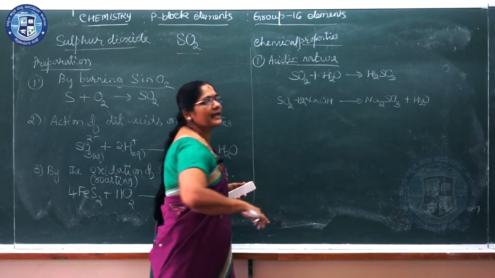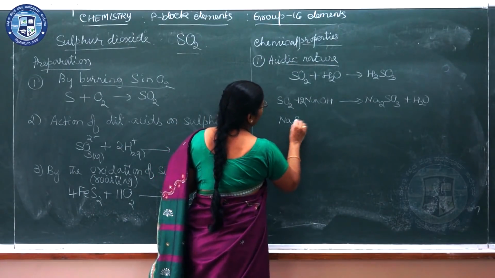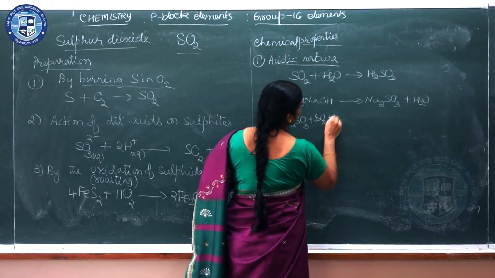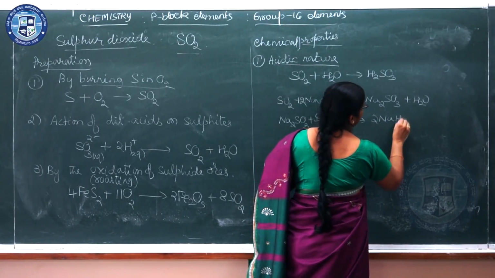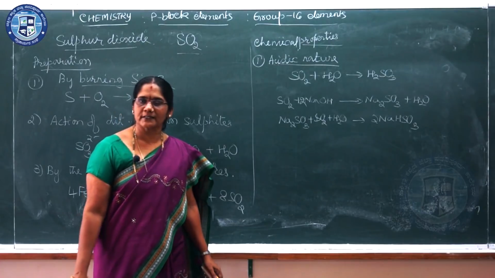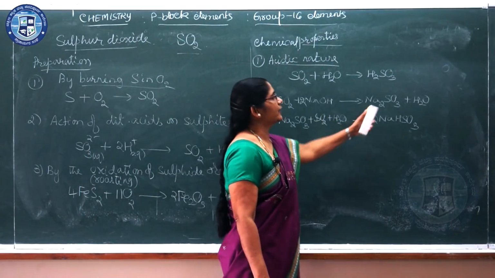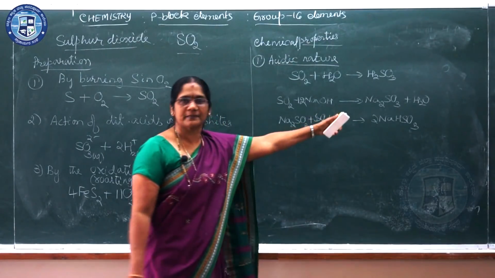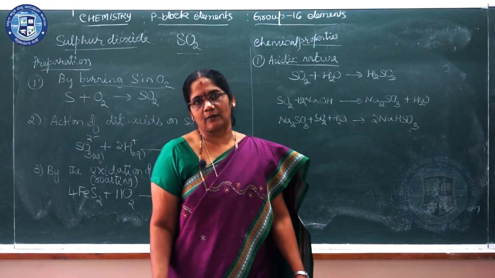In this reaction it behaves like carbon dioxide, and if you pass more sulfur dioxide into this solution, it gives sodium hydrogen sulfite. So the behavior of sulfur dioxide is very similar to that of carbon dioxide. First it gives sodium sulfite, and if you pass excess sulfur dioxide into the sodium sulfite solution formed, you will get sodium hydrogen sulfite.